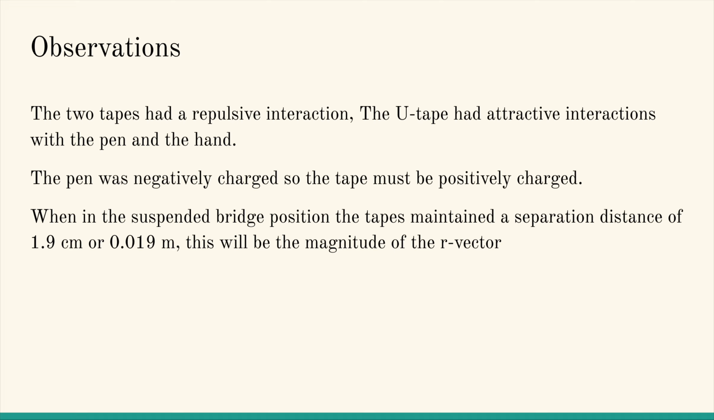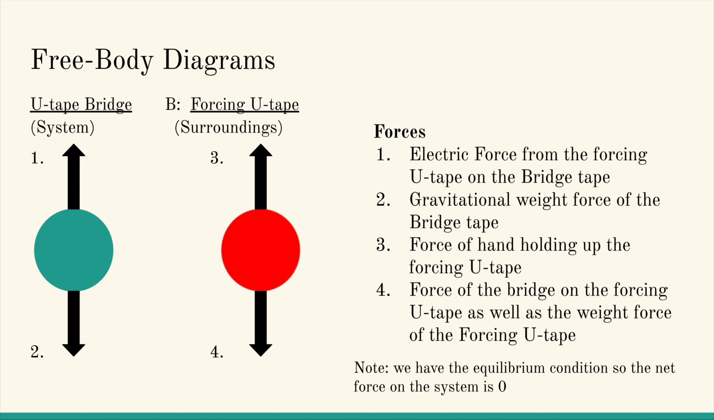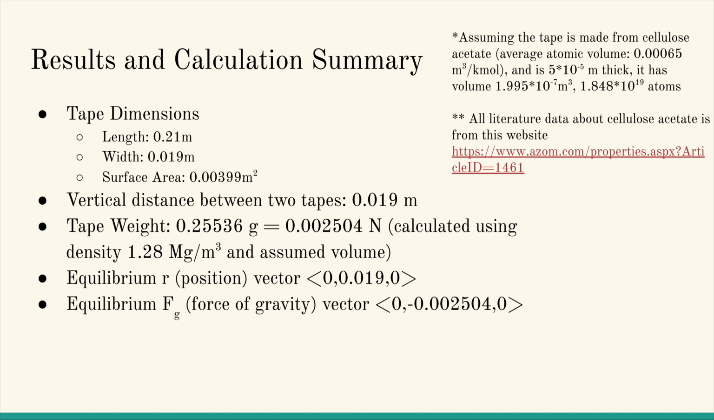So when in the suspended bridge position, we observed a separation distance between the two tapes that was maintained at 1.9 centimeters, or 0.019 meters, which would be the magnitude of the R vector in our calculations that I showed earlier. So these are our free body diagrams. As you can see, our forces are labeled. I did the free body diagrams for both the forcing U-tape that was held by your hand, and the U-tape bridge, which was suspended in the air.